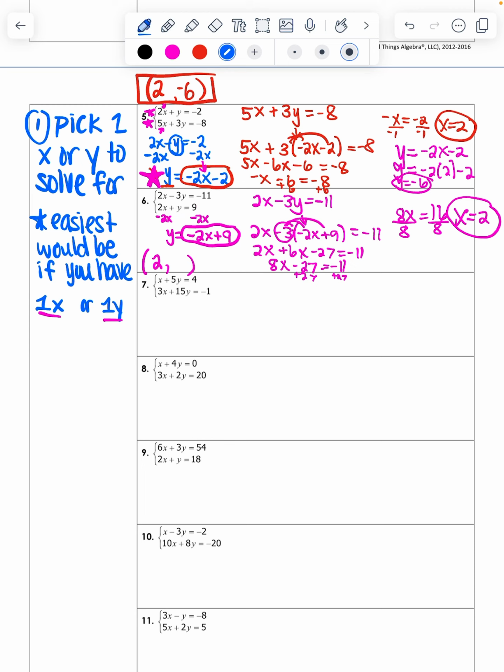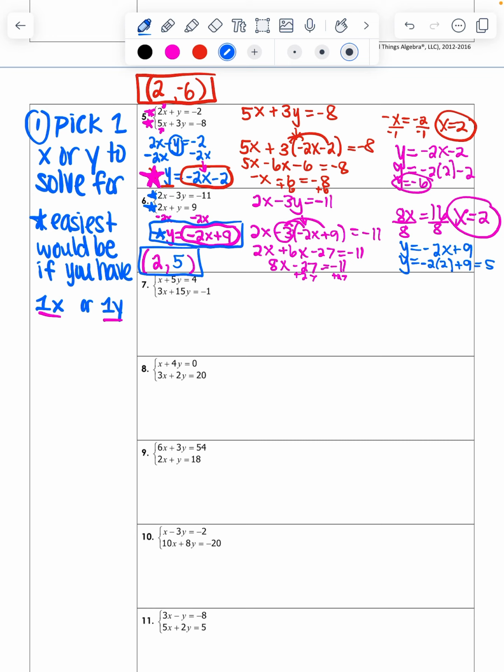I've got options. I can either use this equation, or this equation, replace in a 2 for x, and solve for y. Now this equation that I rewrote is going to be the easiest equation to use. So I'm going to take the equation y equals negative 2x plus 9, replace in 2 for x, and solve it out. Negative 2 times 2 is negative 4. Negative 4 plus 9 is 5. So I know that y is equal to 5. Altogether, my solution would be x equals 2, y equals 5. That's the ordered pair where these two lines intersect.